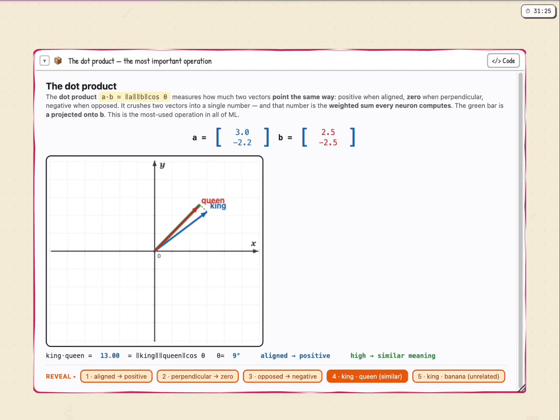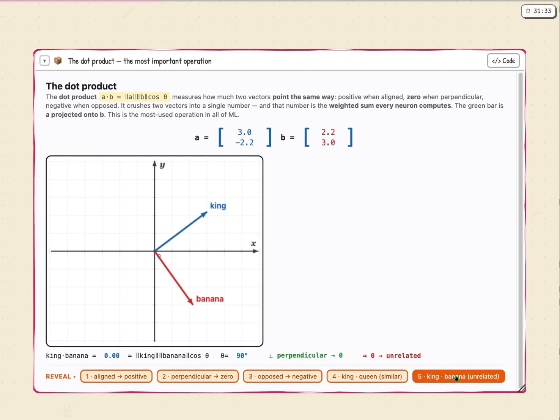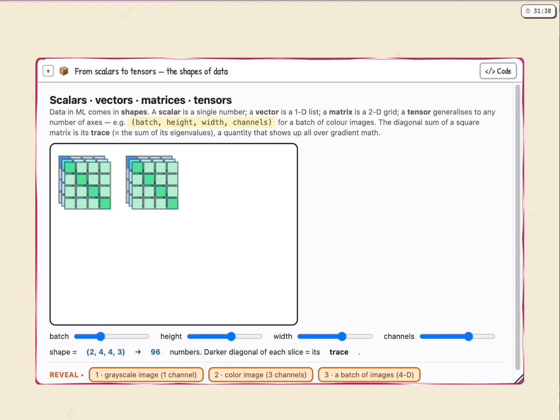Let's quickly organize the family of objects we've been meeting, because they all have names and the names describe their shape. A single number all on its own is a scalar. A list of numbers in a line is a vector, one dimension. A grid of numbers is a matrix, two dimensions.